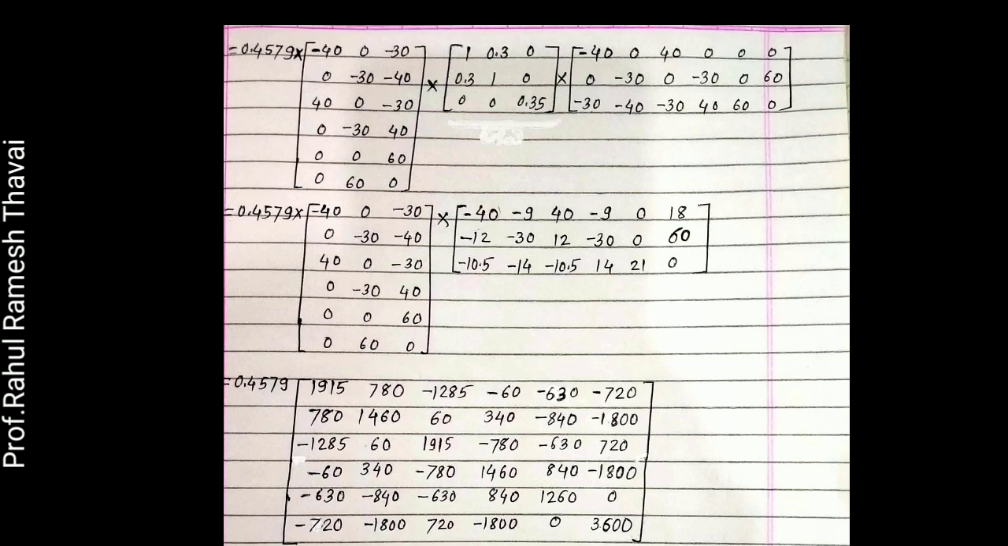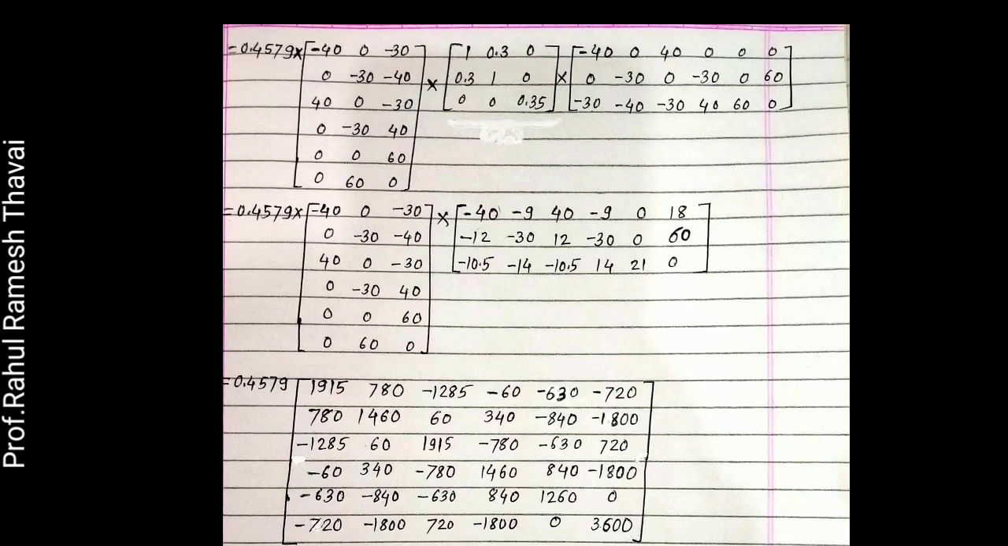So I will get it as 1 into minus 40 plus 0.3 into 0 plus 0 into minus 30. That term I will get as minus 40. Next I will go first row into second column. That is 1 into 0 plus 0.3 into 30 plus 0 into minus 40. So I will get the term as minus 9.